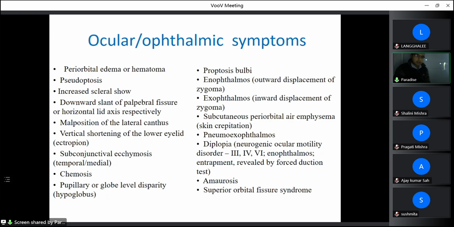Another clinical feature of ZMC fracture is amaurosis. Amaurosis means there is no vision due to damage to the optic nerve or optic canal. Or there may be presence of superior orbital fissure syndrome, which has many features. In this condition, the structures which pass through the superior orbital fissure get compressed or traumatized. So all the blood vessels, artery, vein, and nerves present in the superior orbital fissure get traumatized, and it will lead to various symptoms like proptosis of the eye. In late conditions, there may be loss of vision as well.